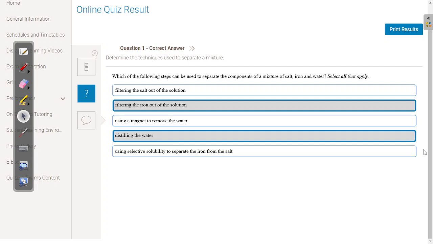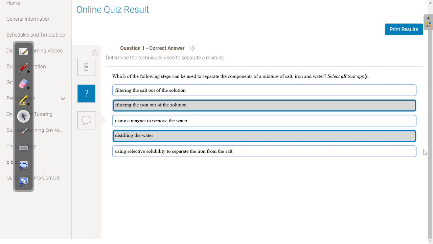So iron is basically an insoluble solid, and to separate an insoluble solid from a liquid, you filter it using a filter funnel. So you filter the iron out, then you just get salt water on its own. Then you distill the water to separate it from the salt. You'll get salt on its own and then water on its own.